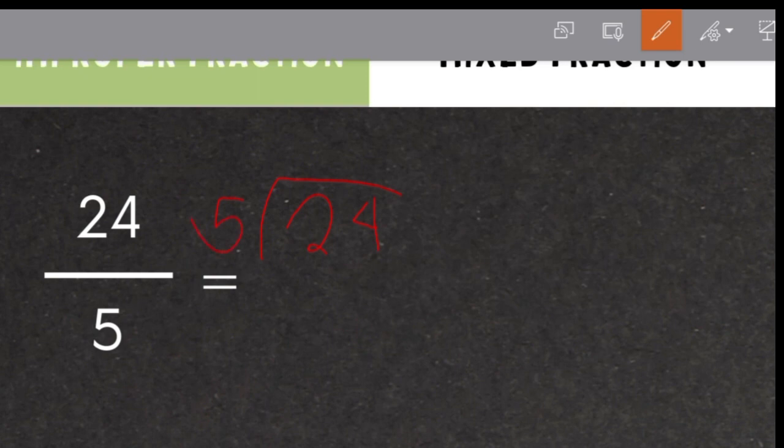So 24 divided by 5 is 4, because 4 times 5 is 20. And the remainder will be 4. So how we're going to do it is, the denominator from here will not change, as I've said earlier. And our numerator will be the remainder, so 4. And our whole number will be the quotient. So this is our answer.